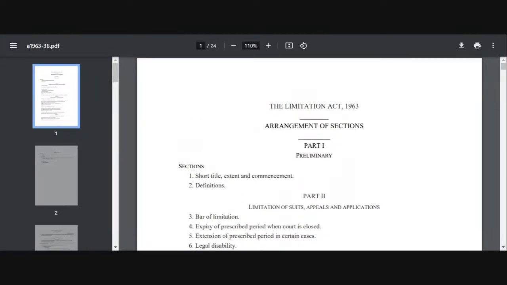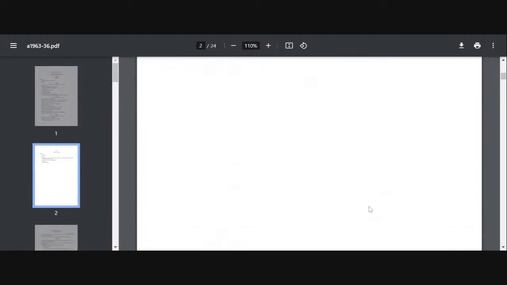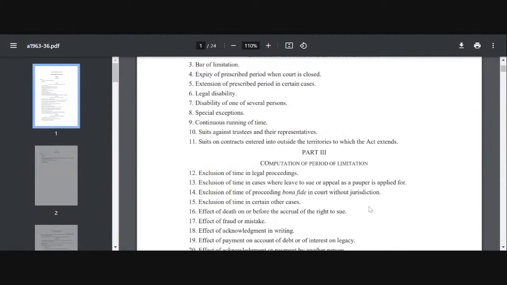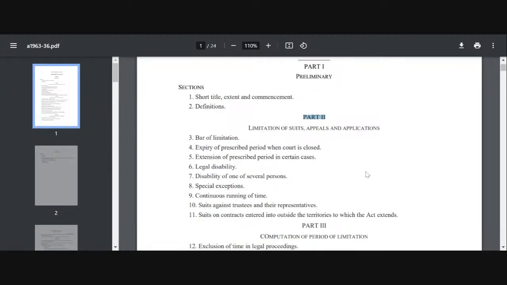So you see, the Limitation Act 1963, how is it divided? Into how many parts is it divided? It's divided into 5 parts. Please see the parts, students. There are 5 parts of the Limitation Act. Part 1 is preliminary. Part 2 is limitation of suits, appeals, and applications. So it's dealing with suits, appeals, and applications.